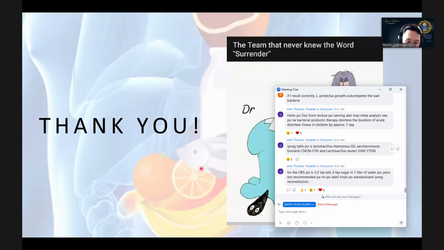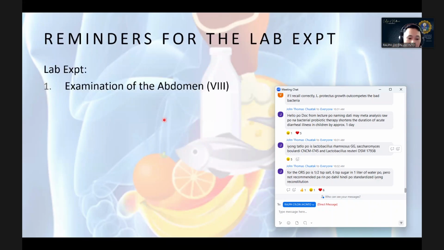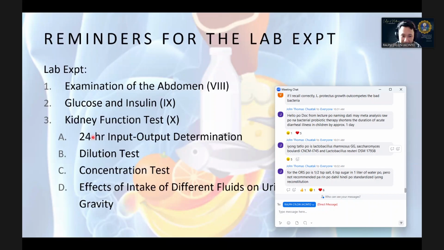Okay, a few slides left. Reminders for the lab experiment. For this coming lab session, this week Tuesday, Wednesday, and next week, you are to do the following. Experiment 8, examination of the abdomen. Then you also have to do experiments 9 and 10. Experiment 9 is capillary blood glucose and insulin, and experiment 10 is the kidney function test, which has 4 different procedures.